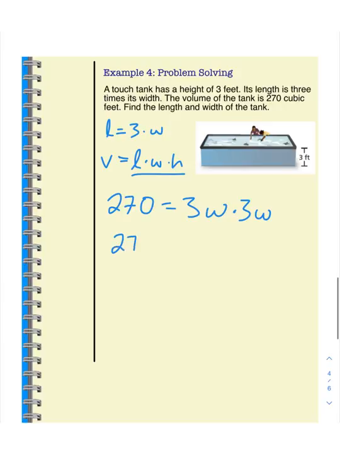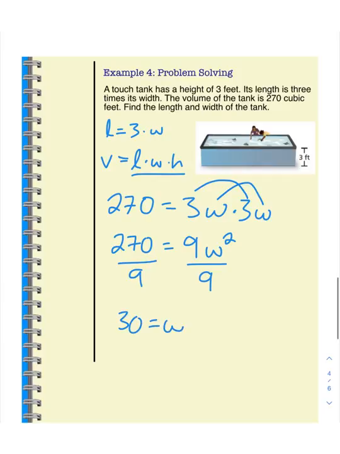And I'm going to simplify that a little bit. 270 equals, I can combine these. 3 times 3 is 9. I can also combine these. W times w is w squared. Now I want to get w by itself, so I'm going to divide both sides by 9, and I get 30 equals w squared, which means w equals the square root of 30, which is about 4.58. We're not going to worry about making it positive or negative because we can't have a negative measurement.